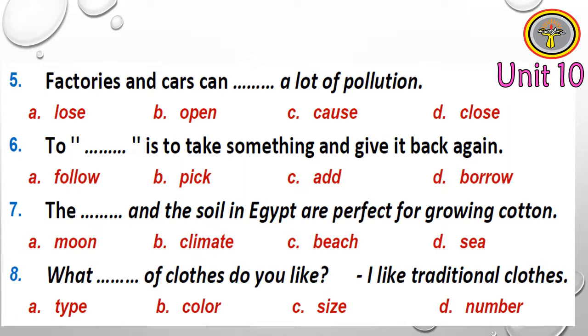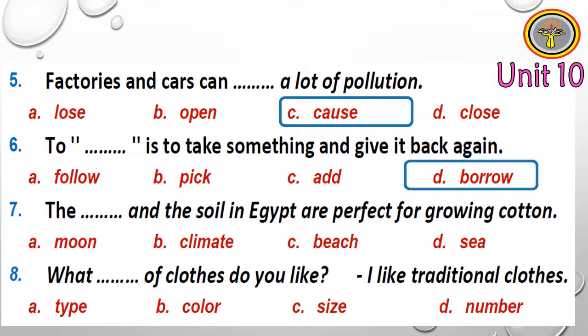Number 5, factories and cars can space a lot of pollution. Of course, they can cause a lot of pollution. Number 6, to space is to take something and then give it back again. To borrow, of course. Number 7, the space and the soil in Egypt are perfect for growing cotton. Of course, the climate and the soil.